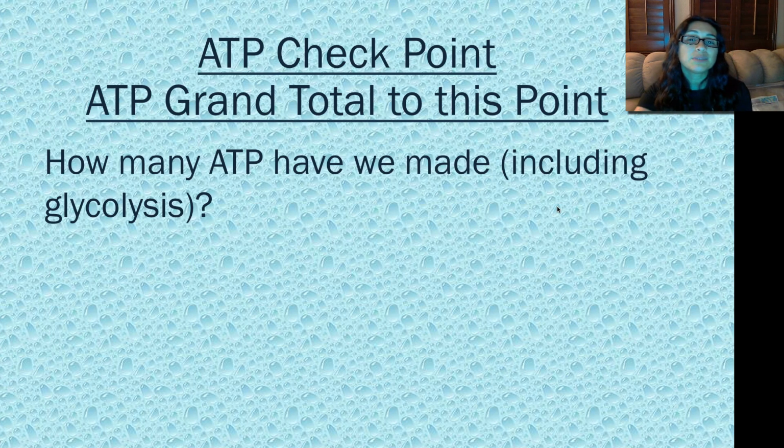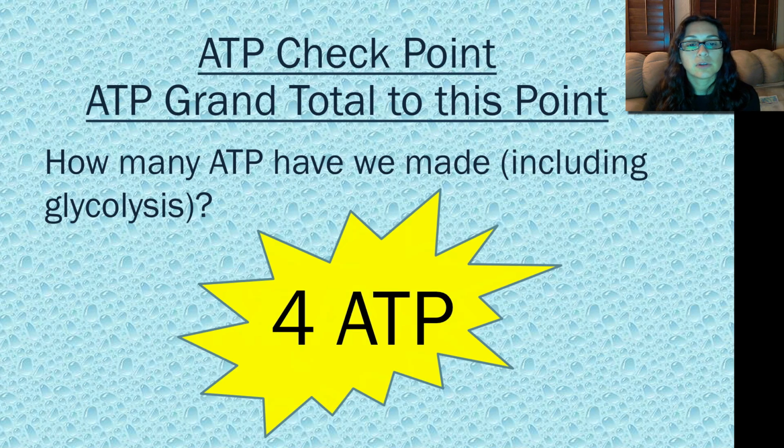Alright, so at this point, how many ATPs have we made? And that includes stage 1 glycolysis, stage 2 pyruvate oxidation, and stage 3 the Krebs cycle or citric acid cycle. Okay? So altogether, only 4 ATP. That's all we've gotten out at this point.